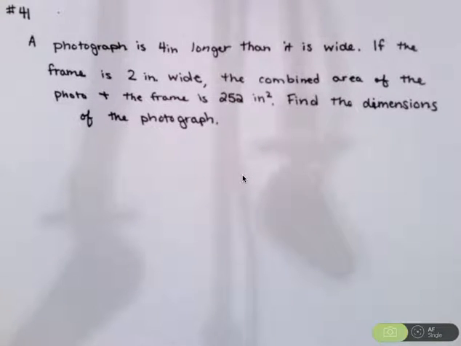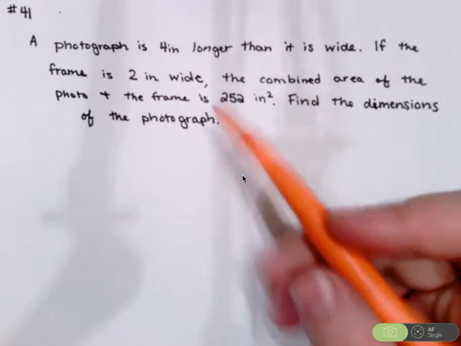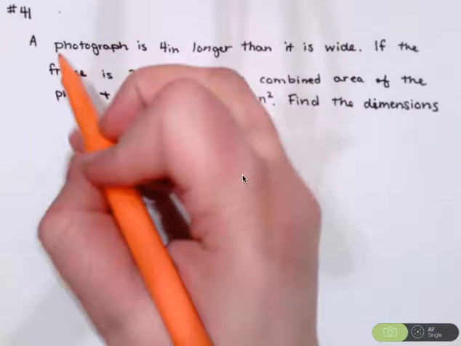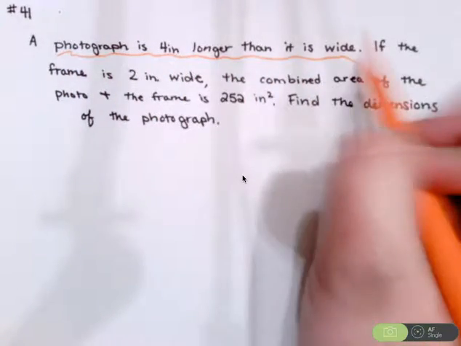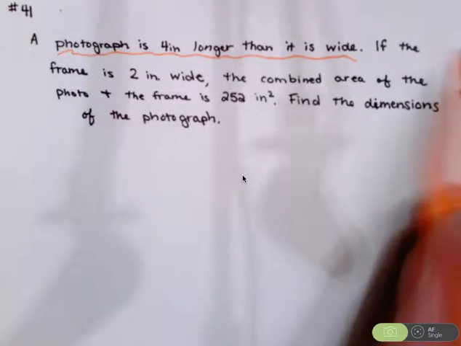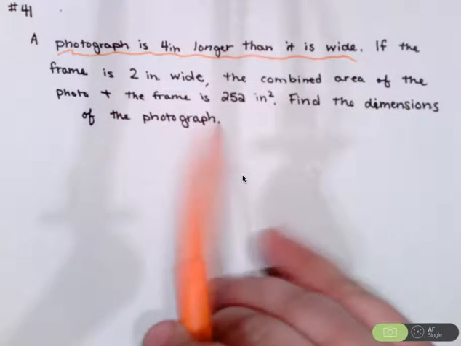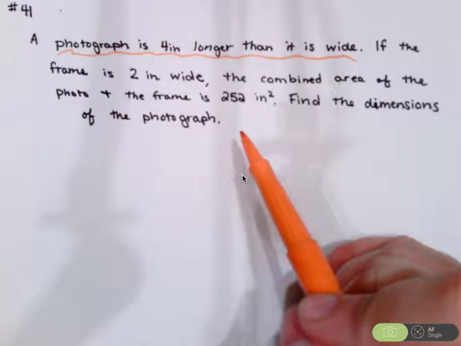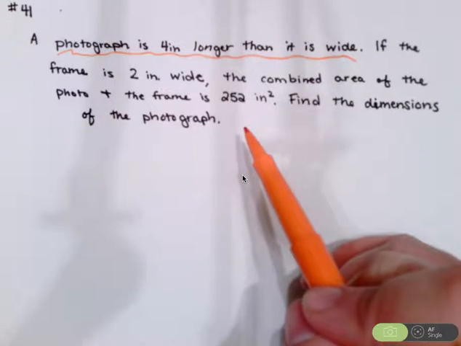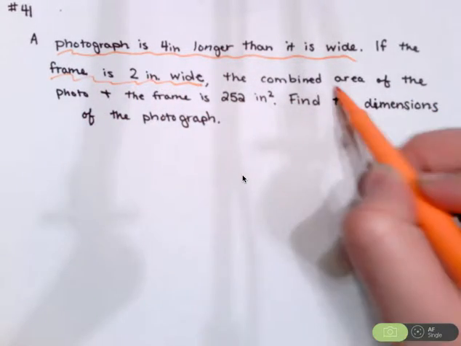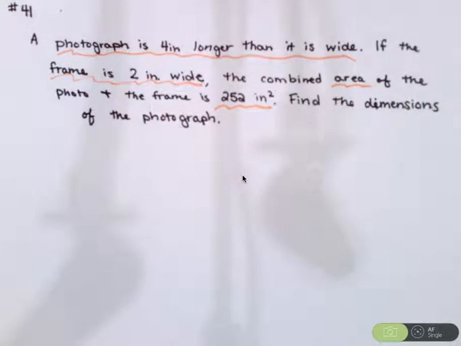This is number 41 from your final chapter review. It says a photograph is 4 inches longer than it is wide. That's pretty important, so I'm going to underline that whole sentence. If the frame is 2 inches wide, the combined area of the photo and the frame is 252 inches squared. So we know we have a frame that's 2 inches wide, and the area is 252 of both. Then we want to find the dimensions of the photograph.